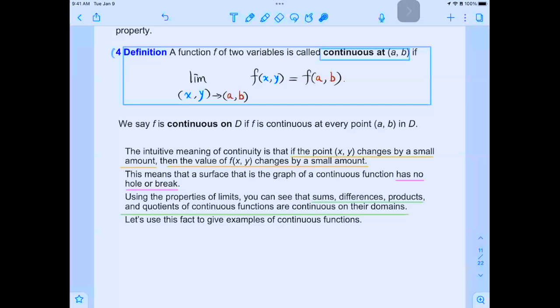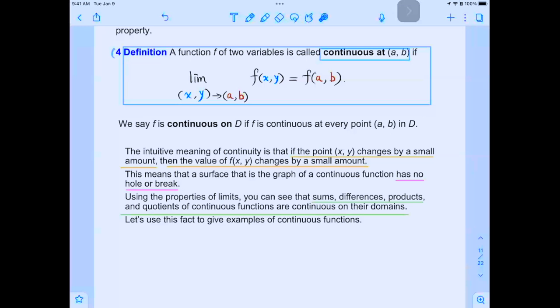Now remember for continuity of a function of one variable, at that time we said that if something like this has a gap or hole, then that's not continuous, right? That's not continuous. Similar for that one, right? So the graph of a continuous function will have no hole or no break. So if you have a hole in the surface or a break in the surface, then that function is not a continuous function. Okay.